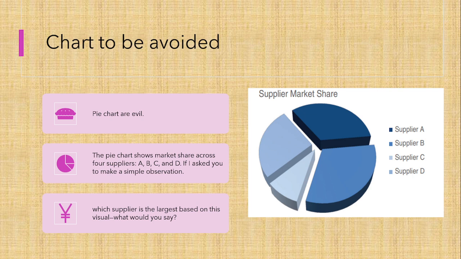For example, a pie chart shows market shares across 4 suppliers. We have A, B, C, and D. These are suppliers. If asked to make a simple observation, which supplier is the largest based on the visual, what do you say? In this case, is supplier A or supplier B the largest? I know most of you would say B or A, but I don't know for my case. Let me go to the next slide to see why pie charts are evil.